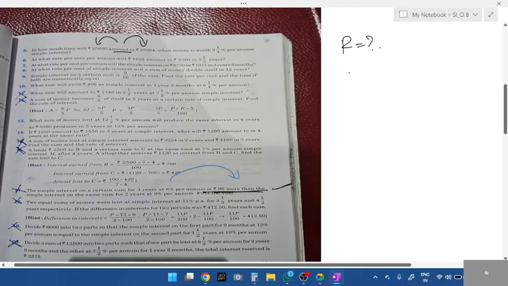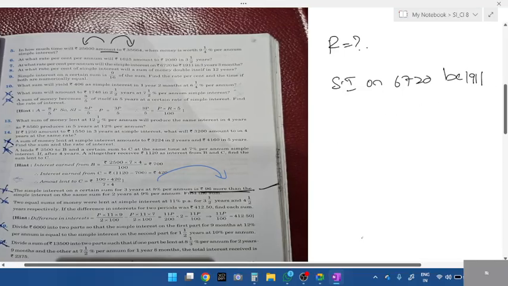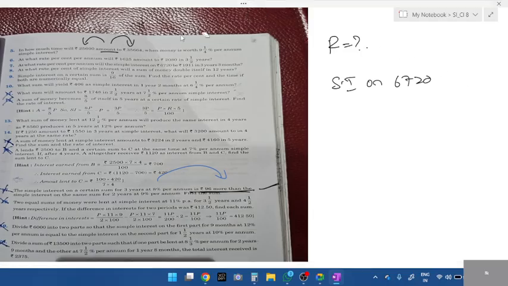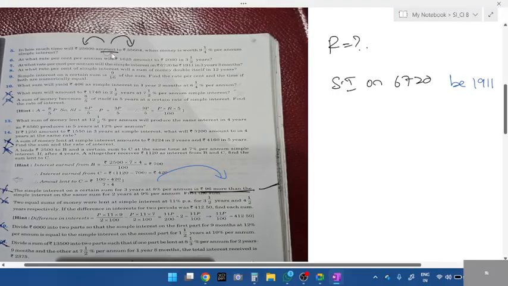The simple interest on rupees 6720 will be 1911. Which is less, 6720 or 1911? Which is the lesser value here? 6720 or 1911? 1911. Can you see the word principal? The word is given here.